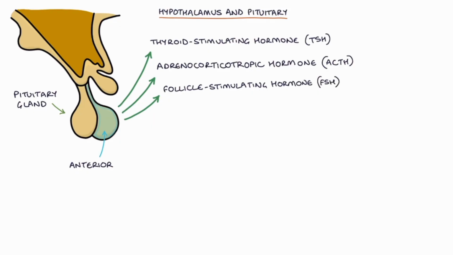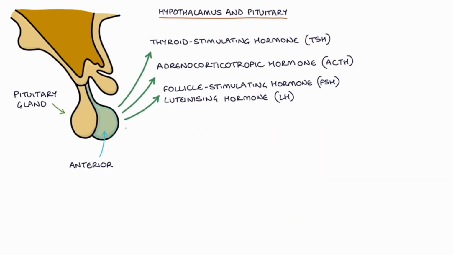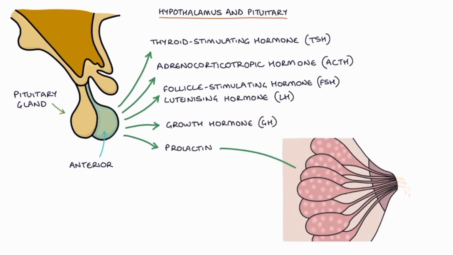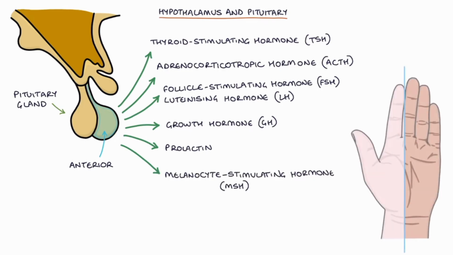follicle-stimulating hormone, or FSH, and luteinizing hormone, or LH, which control sex hormone secretion by the gonads, which are the testicles in males and the ovaries in females, growth hormone, or GH, prolactin, which stimulates breast milk production, and melanocyte stimulating hormone, or MSH, which stimulates melanocytes to produce melanin, which increases the skin pigmentation.